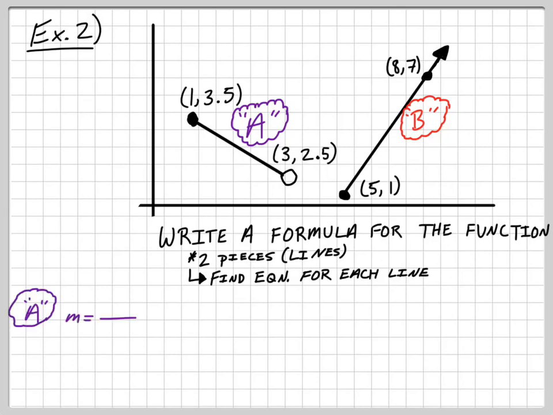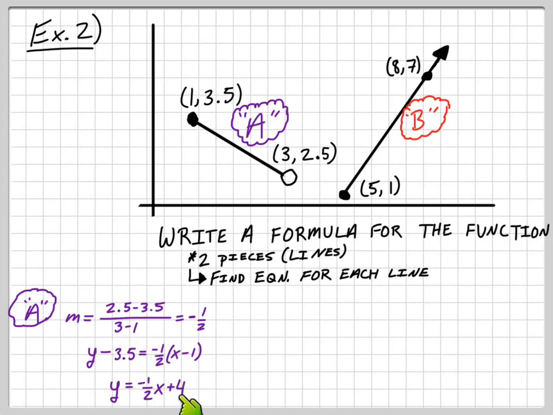Line A, let's find the slope. So 2.5 minus 3.5 over 3 minus 1 equals -1/2. I think I did that right. So the slope's -1/2. Again, these points aren't completely accurate. I just sketched the lines in here. It doesn't really matter as long as it looks okay. Let's put that into point slope form. I'll use 3.5 and 1, and then simplify that. Slope intercept form: y equals negative 1/2 x plus 4. So that's for line A.